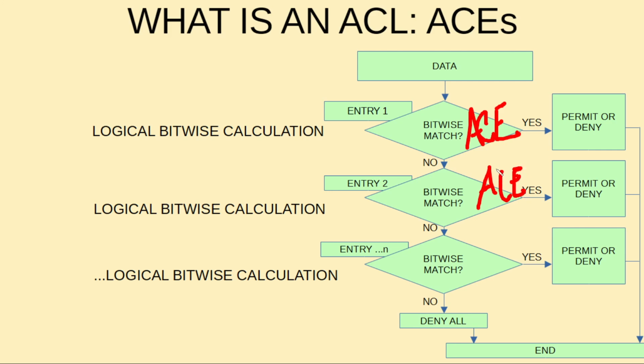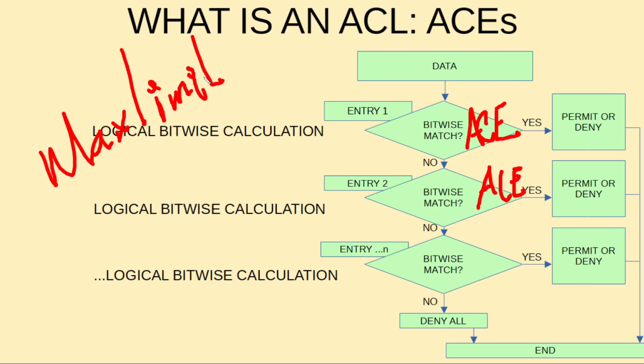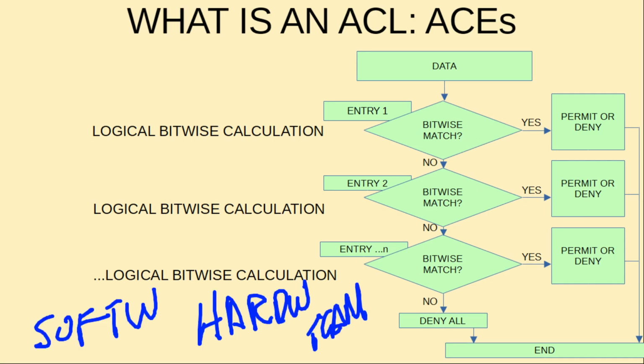There is a maximum limit of how many ACEs we can have within an ACL. This will depend on the operating system that we are working on. However, there are commands that will allow us to change this limit. In real-life networks, ACLs are seldom executed in software. Most of the time, they are executed in hardware. They are loaded into the TCAM, so they can be executed in a single clock cycle.